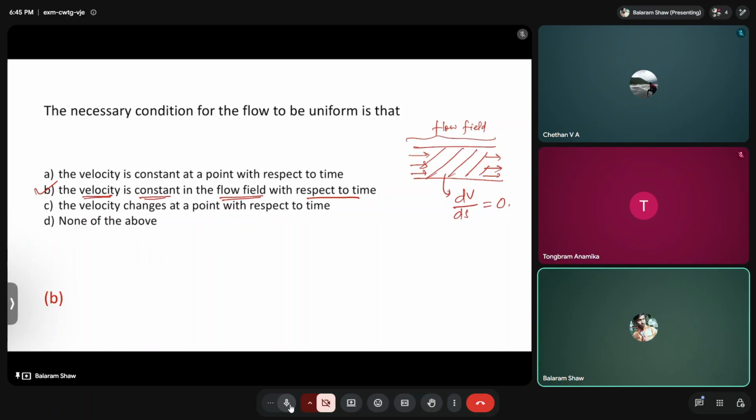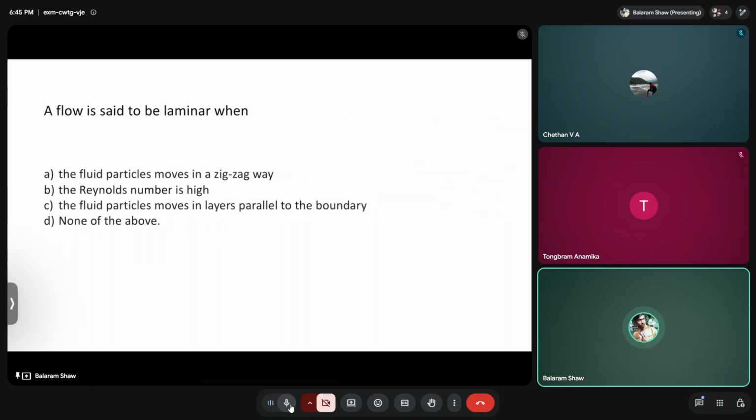Okay, we'll move to the next question then. The next question is: a flow is said to be laminar when, your options are: A, the flow particles move in a zigzag way. Number B, the Reynolds number is very high. Number C, the fluid particles move in layers parallel to the boundary. And number D, none of the above. This one is simple.